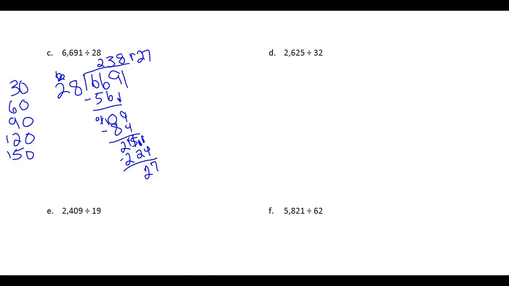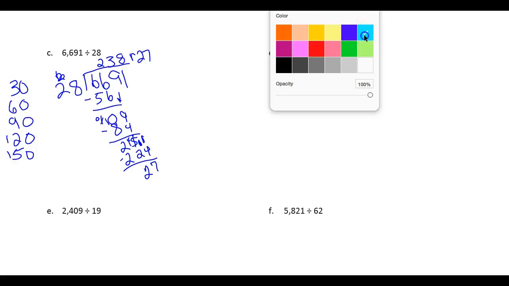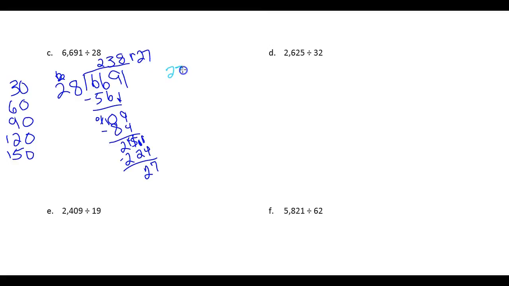Now when we go through and we do this other process to do some checking, and I'll do it in a different color, we'll do a lighter color for that, we're going to take the multiplication part of it first. And how many sets of 28 fit in there? 238 sets of 28 fit in there. That's where we begin. And we can write it up here, what we're doing. 238 times 28.